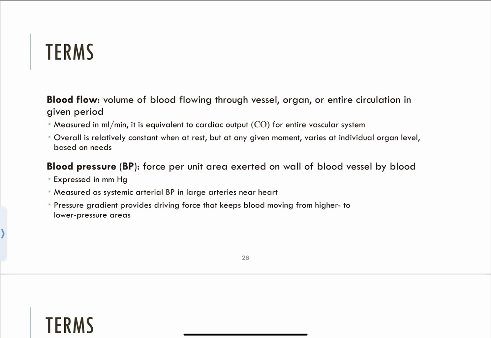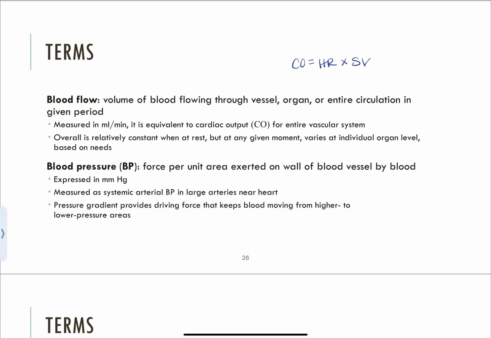If we think about our entire vascular system, blood flow is equivalent to cardiac output. We already talked a little bit about cardiac output in the previous chapter, where cardiac output was equal to heart rate times stroke volume. This is the case if we're under resting conditions, and it's fairly constant. If we're talking about blood flow through a specific body organ, then it can vary depending on whatever our body needs are at the time.